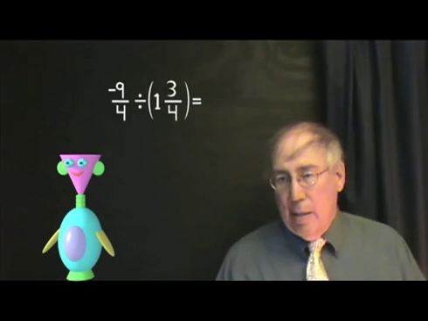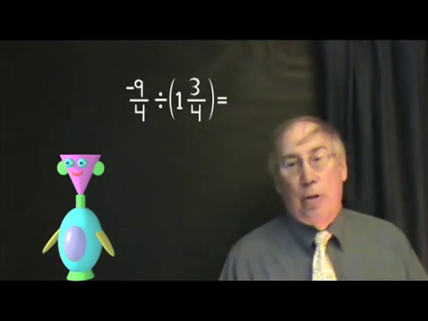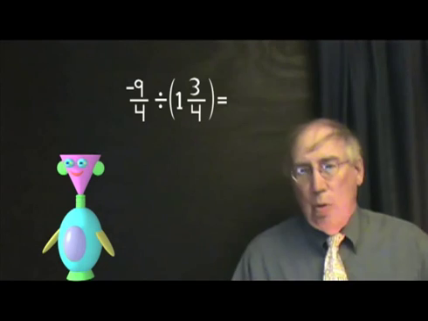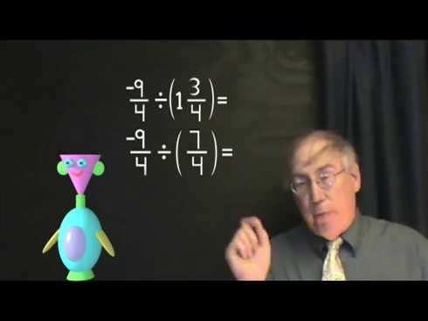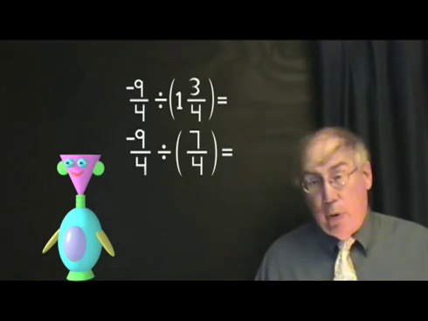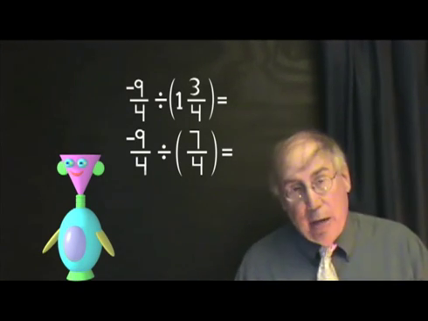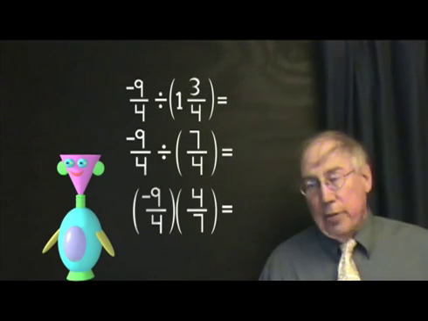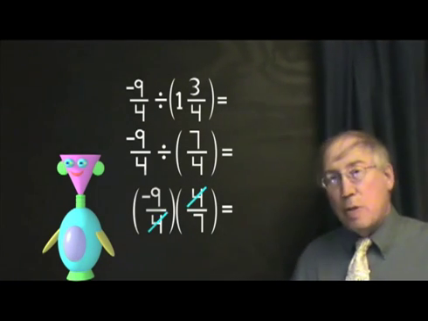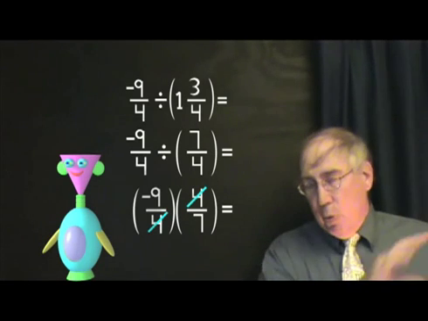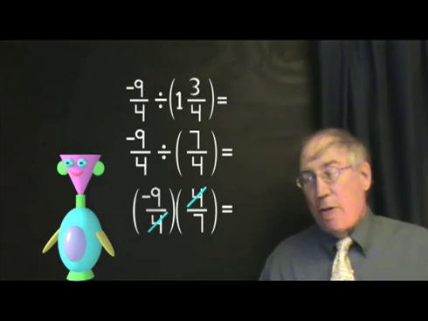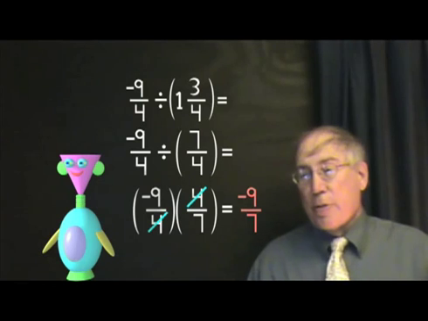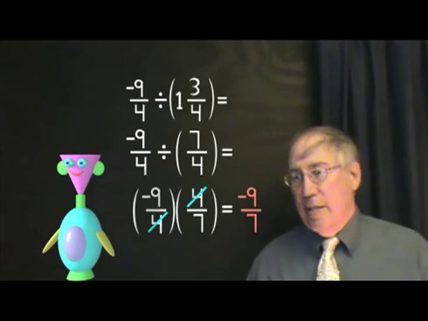Let's see if Hilbert's going to trick us again here. Oh, he is. 1 3/4. Well, we can change that to a single fraction by multiplying 4 times 1, then add 3, get 7/4. 7/4 is our divisor. We can flip that up over and get 4/7. Then we can multiply. Notice that the 4's will cancel out. Now multiply the numerators and the denominators together. We have a negative times a positive, so we'll get a negative 9/7 in this case.